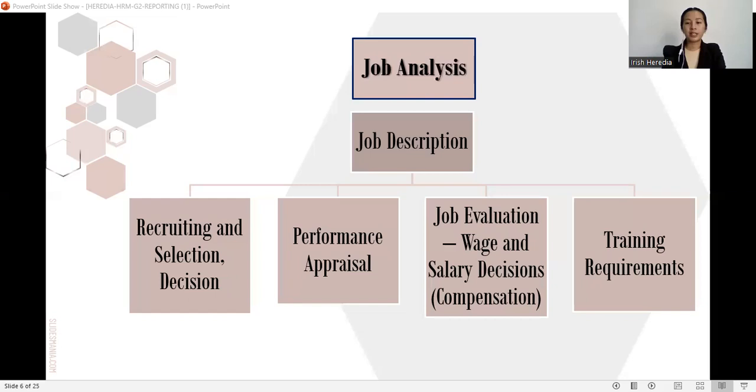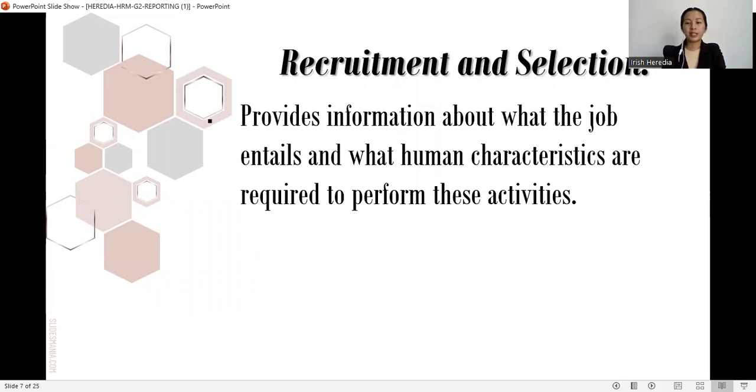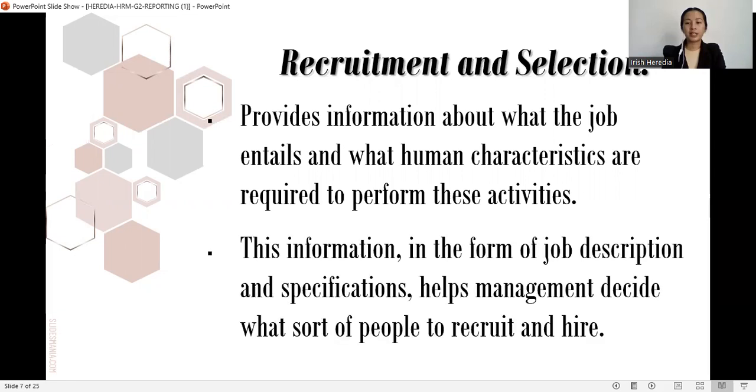Now, you will be asking, what is job description? It is a written statement that describes the activities and responsibilities of the job, as well as its important features, such as working conditions and safety hazards. Let's tackle this one by one. Let's start first with recruitment and selection. It provides information about what the job entails and what human characteristics are required to perform these activities. This information in the form of job description and specification helps management decide what sort of people to recruit and hire. Because as I said earlier, there are people who are applying for the job, and your job as an HR requires you to gather the information required for the certain job.